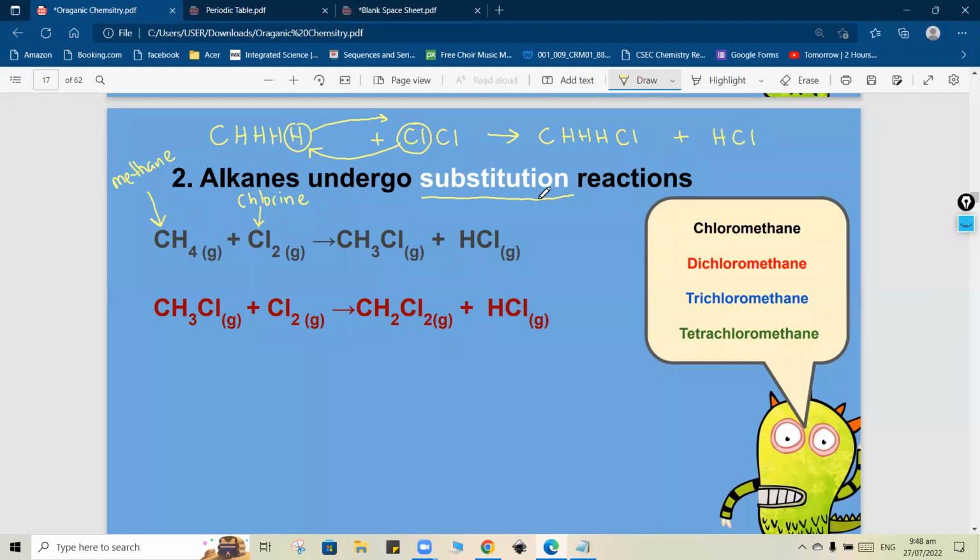Do you all see that? Do you all see the switch over? It's a substitution. Within the methane, the last hydrogen, or at least one of the hydrogens, got substituted out and got replaced by one chlorine.